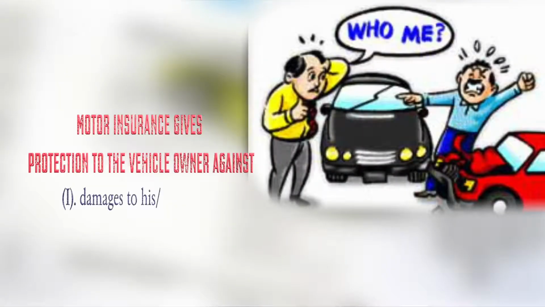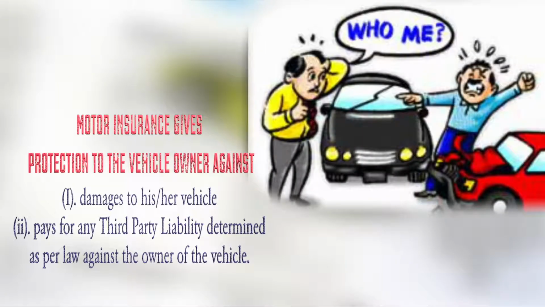What is motor insurance? Motor insurance gives protection to the vehicle owner against, first, damages to his or her vehicle, and second, pays for any third party liability determined as per law against the owner of the vehicle. Third party insurance is a statutory requirement.